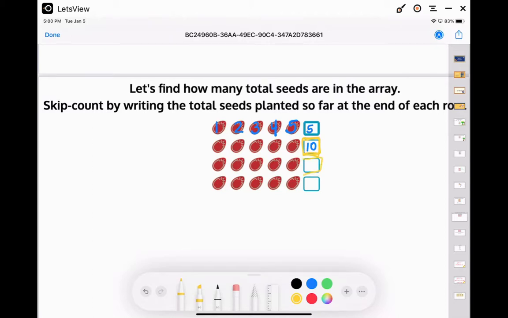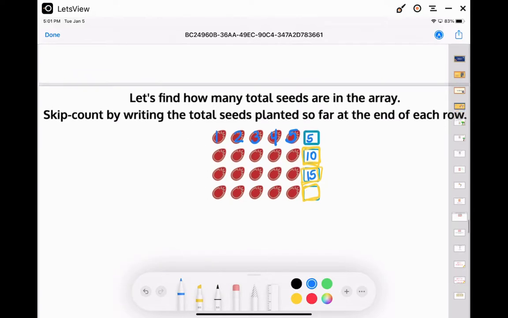When you counted the next row, did you say that we now have 15 seeds? Absolutely. Go ahead and count that last row for me, please, at this time. That's right. Now, once we've counted the last row, we now have a total of 20 seeds. Let's see if we can represent this array as a multiplication fact.